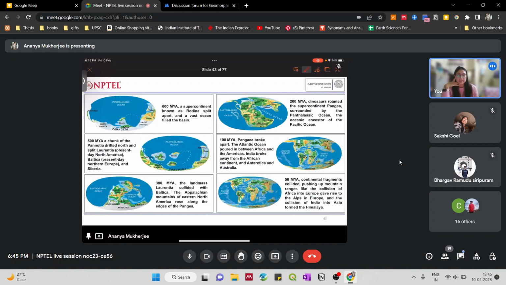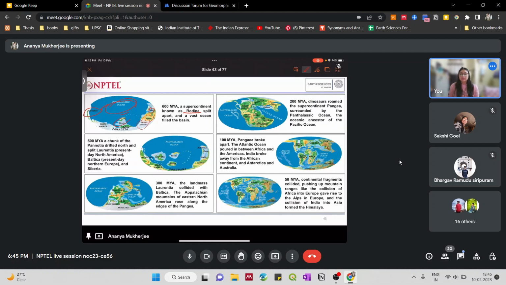Around 600 million years ago you had a big supercontinent called Rodinia, and there was a big ocean. You can see where the present day continents are situated in Rodinia itself. You have China, Congo, South America, Siberia, then you have Australia. This is how the present day continents were situated in the entire Rodinia supercontinent.